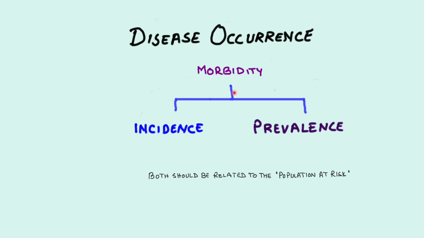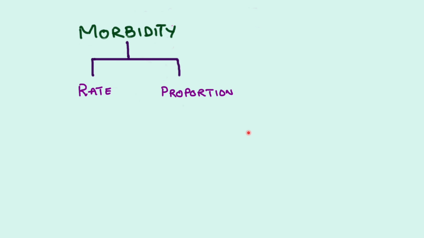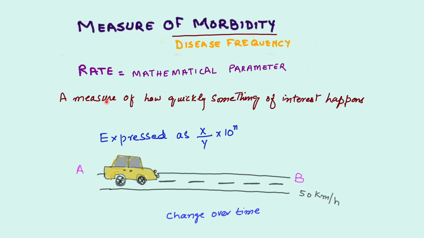To measure morbidity, we use two main metrics: incidence and prevalence. We will discuss each of these in detail, but before that, let's first understand two important mathematical concepts related to this topic: rate and proportion. So, what is a rate? A rate is a measure of how quickly an event of interest occurs. It is expressed as x over y into 10 raised to power n, where n may be 1,000, 10,000, or 100,000.